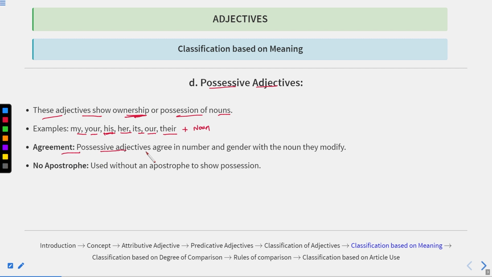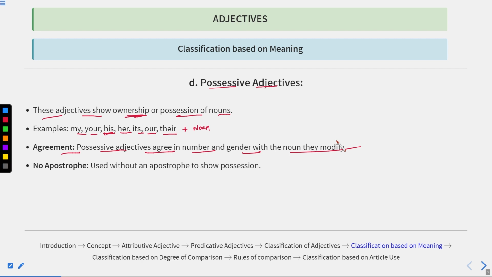Now, agreement: possessive adjectives agree in number and gender with the noun they modify. How? For example, if I say his house is very special for him, here I'm using the words his house. His house means this house belongs to him. And it is for him only. So I'm using the word him to show the gender of that particular person.